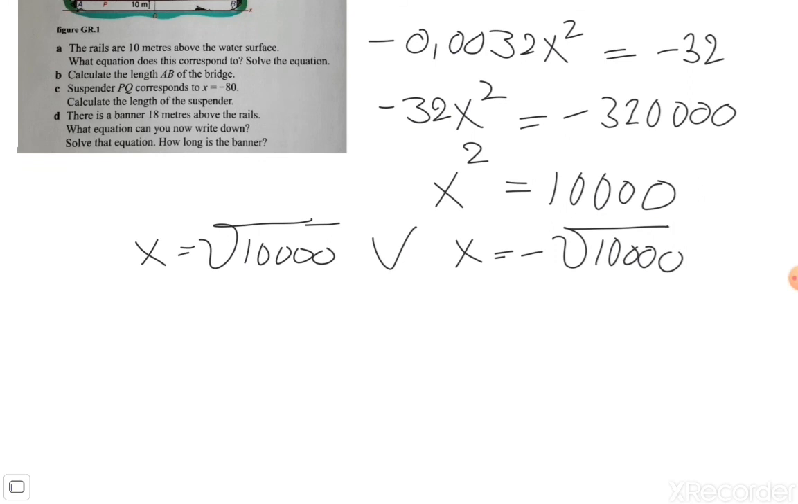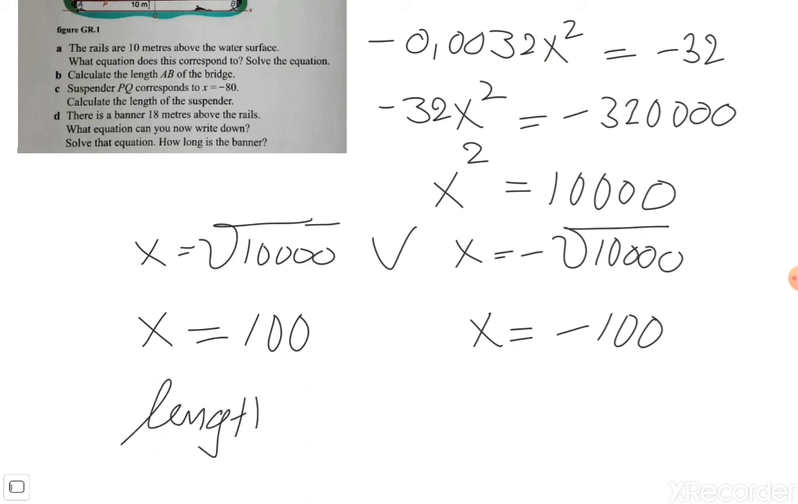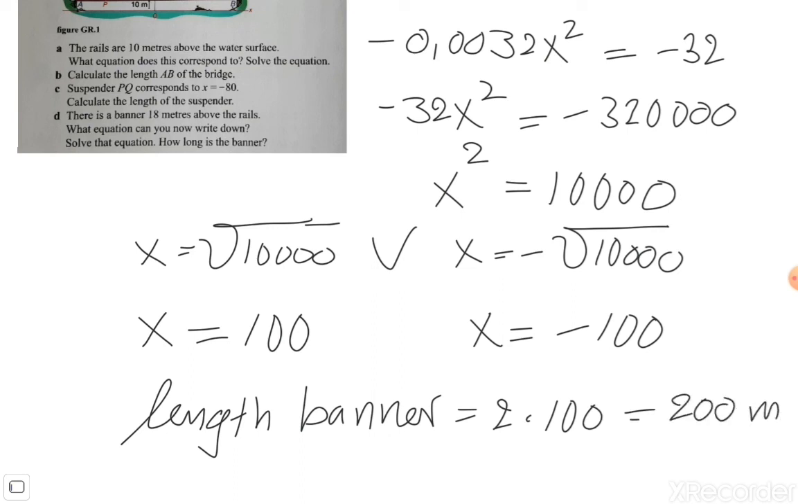If we calculate it, x needs to be 100, or x is minus 100. But the question was, how long is the banner? So the length of the banner is 2 times 100. So that's 200 meters. And that was exercise 2 from page number 196.